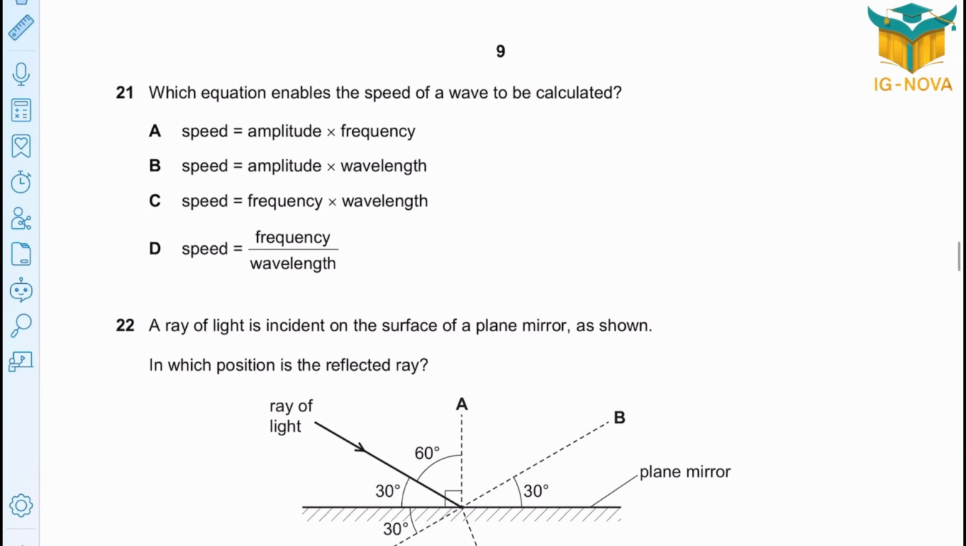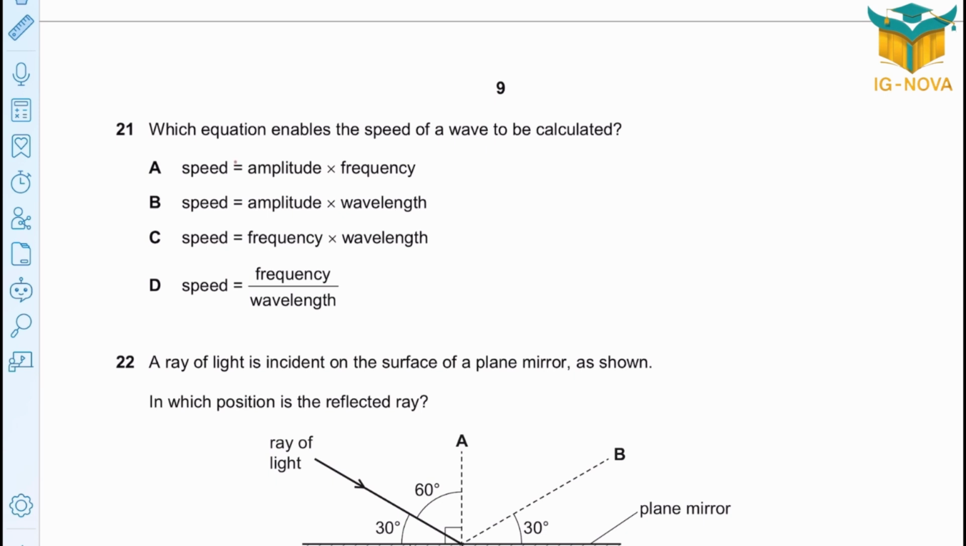For question 21, which equation enables the speed of the wave to be calculated? The rule of speed is equal to lambda f, wavelength and frequency. Amplitude is not in the rule. Frequency and wavelength are multiplied here. The option is C.